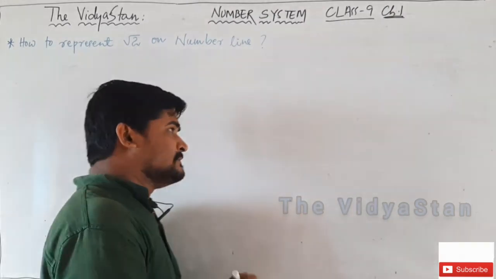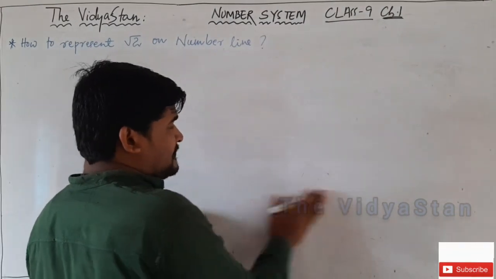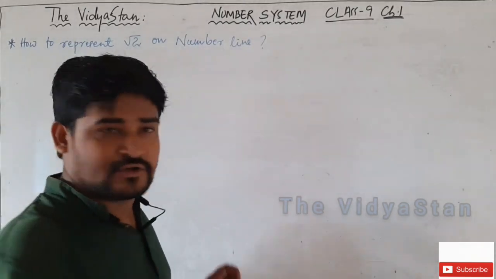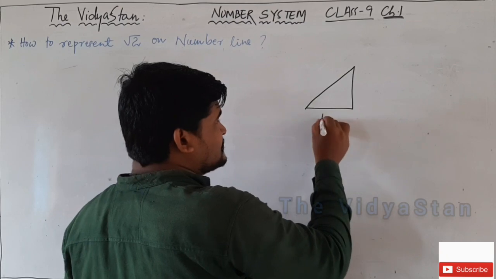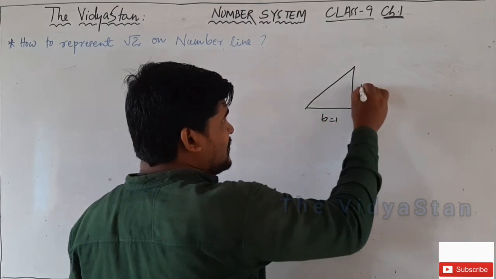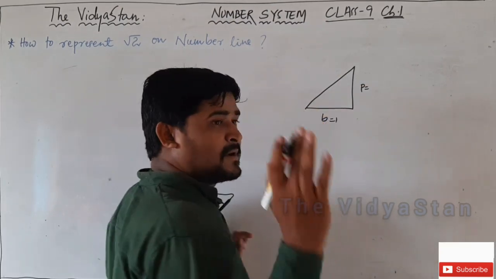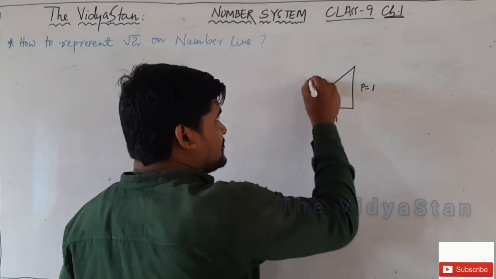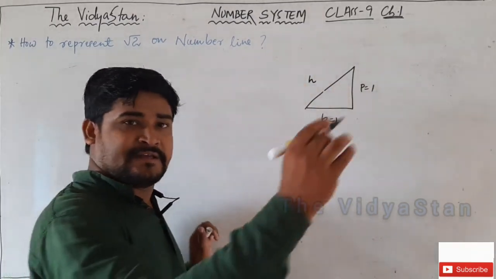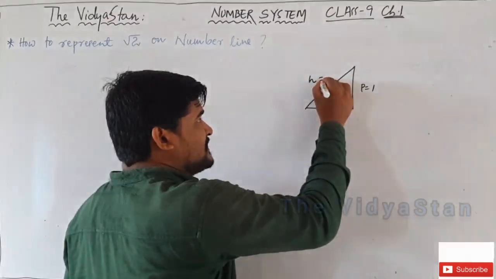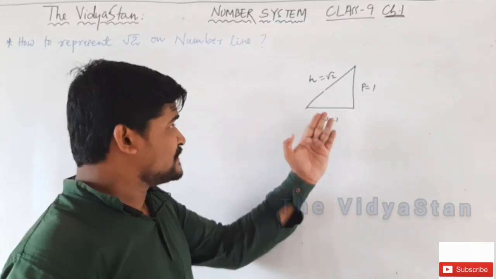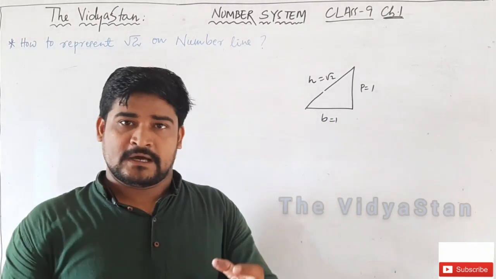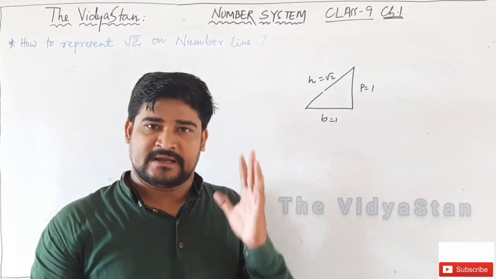So let's see. We have the knowledge of the Pythagoras theorem. If this is a right angle triangle, this is the base equal to 1 and this is P, that is, the perpendicular equal to 1. This is H, H means hypotenuse, and this will be root 2. On the basis of this concept, we will draw root 2 on the number line.